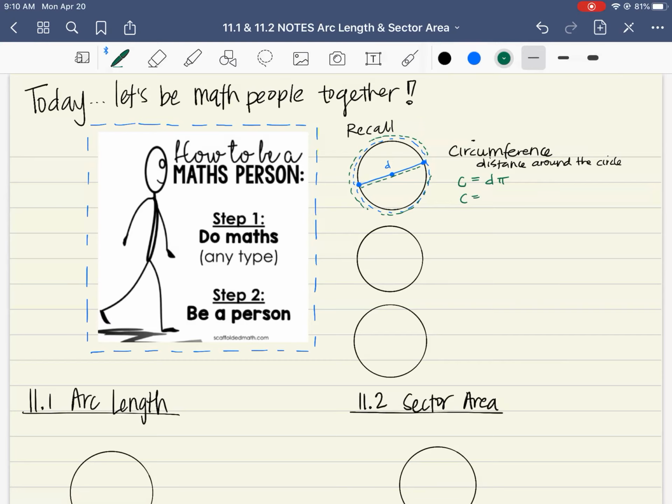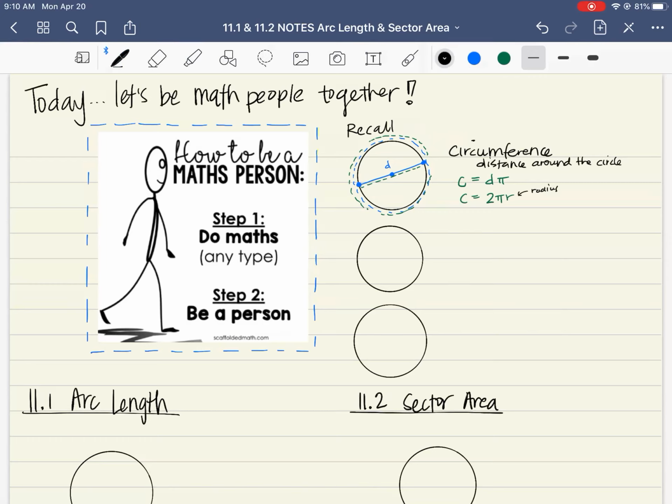The other way that you generally see it written is 2 pi r. I don't know why we always put the r at the end. But 2 pi r is the same thing as diameter times pi, right? In this example, r is just the radius. And so we do 2 pi r because we have to double that radius so that it's the same length as that diameter. Okay, so you can use either of those.